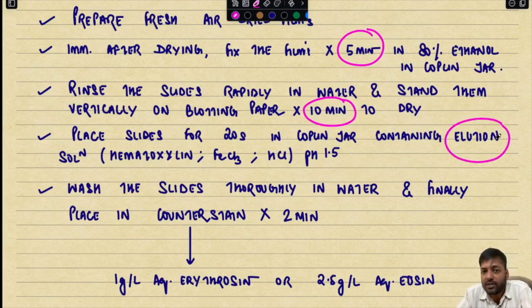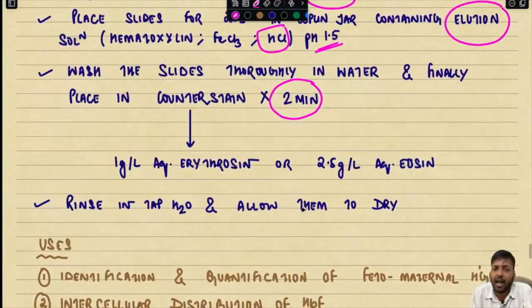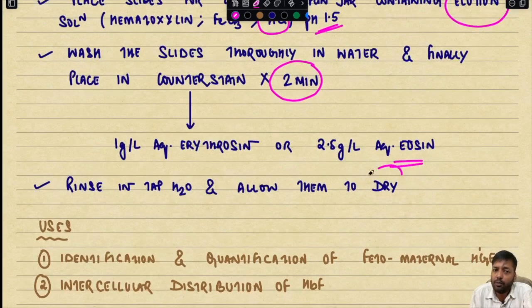Now what is the composition? How do you make the different solutions? You will not be able to remember, but at least remember that the elution solution contains hematoxylin, iron chloride, and most importantly HCl, taking the pH to 1.5. Then wash the slides thoroughly in water and finally place them in counterstain for 2 minutes. Counterstains can be aqueous erythrosin or aqueous eosin. Rinse in tap water and allow them to dry.